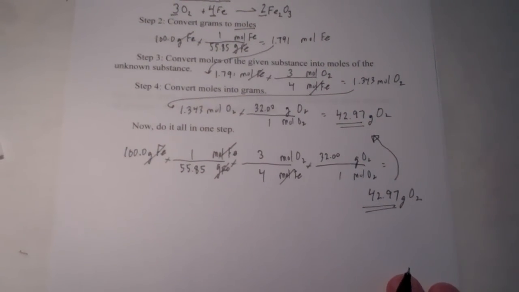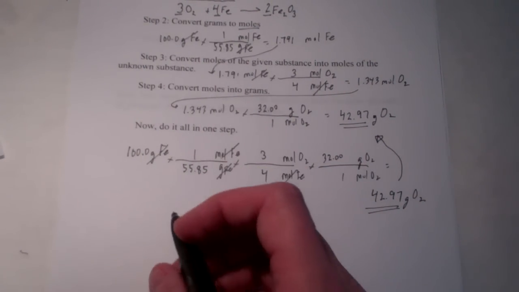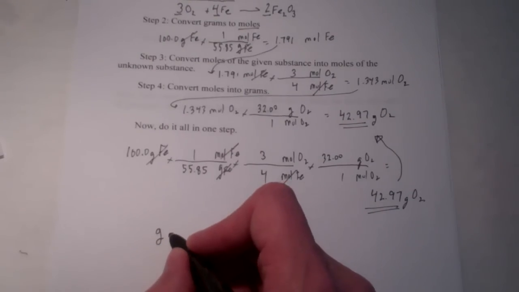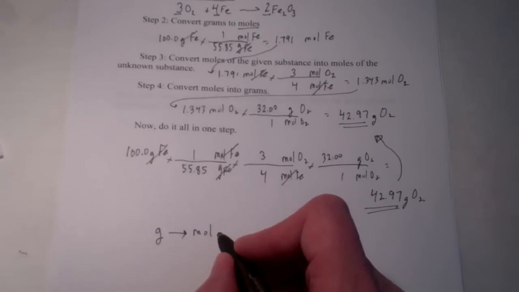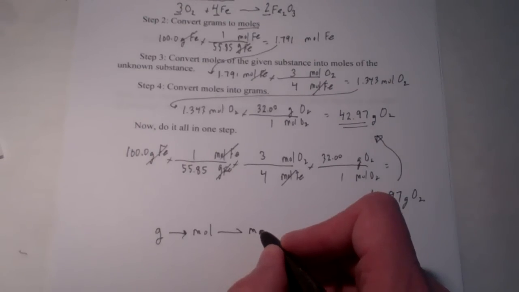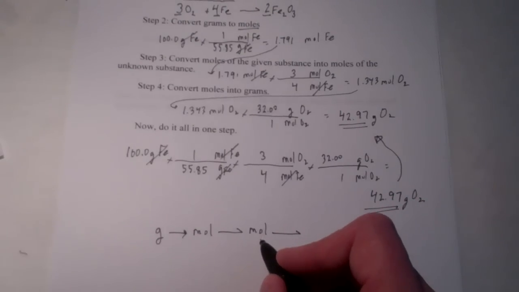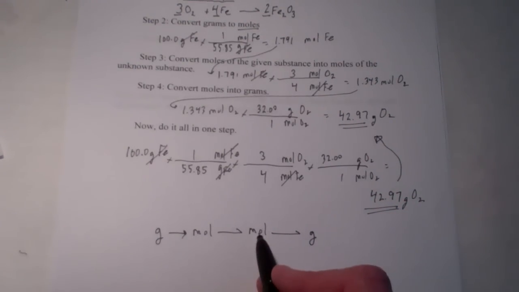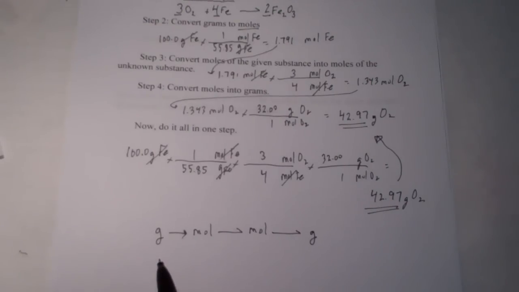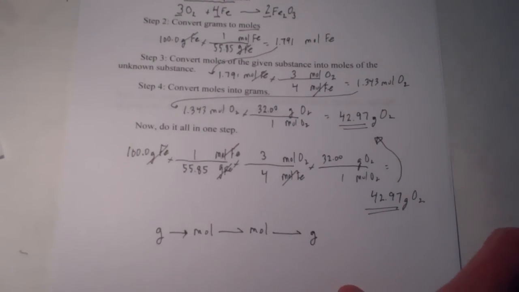Now, standard procedure for stoichiometry problems when we are dealing with masses is going from grams to moles, and that's moles of what you're given. Then we're going to go from moles to moles of what we're after, and then finally we'll go from moles of what we're after to grams. So grams to moles, moles to moles, moles to grams. And we do that over and over again. If you can understand that concept, you can do just about any stoichiometry problem.